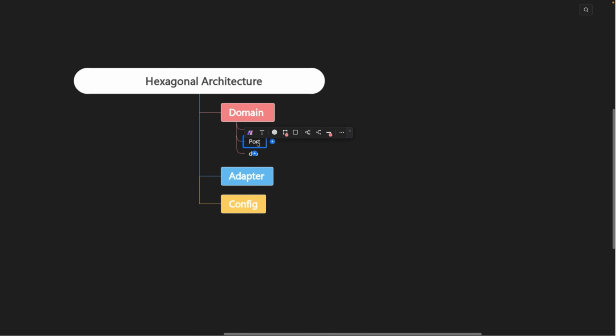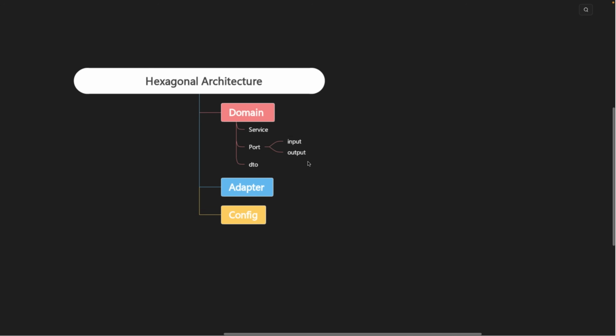Now, port can again be divided into two types. It could be an input port and it could be an output port, right? So I can define them. Correct. Now, what can be part of the input port? Your use case, what you want to expose or what action you want to do. So in our order service, what action do we want to do? We want to place the order, we want to track the order, we want to cancel the order. Those three use cases I can keep inside the input port package. Okay, so let me quickly define these three use cases.